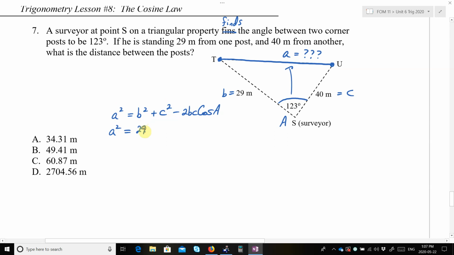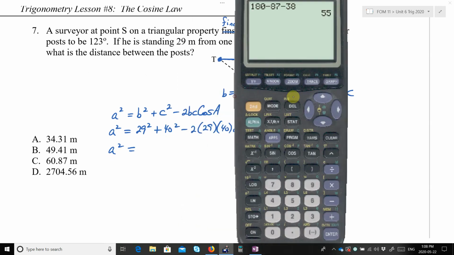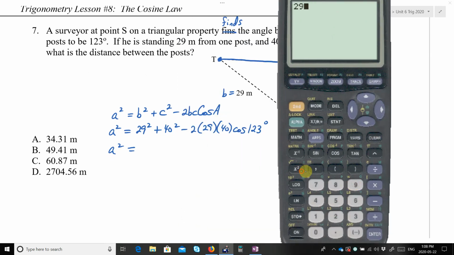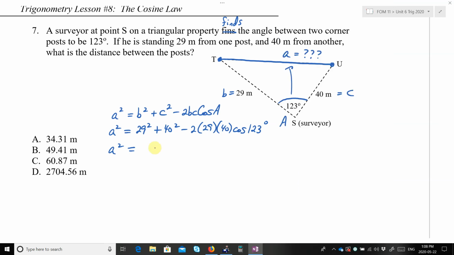b is 29 squared plus 40 squared minus 2 times 29 times 40 cos 123 degrees. So a squared is equal to 29 squared plus 40 squared minus 2 times 29 times 40 times cos 123. A squared is that, 3704.56.